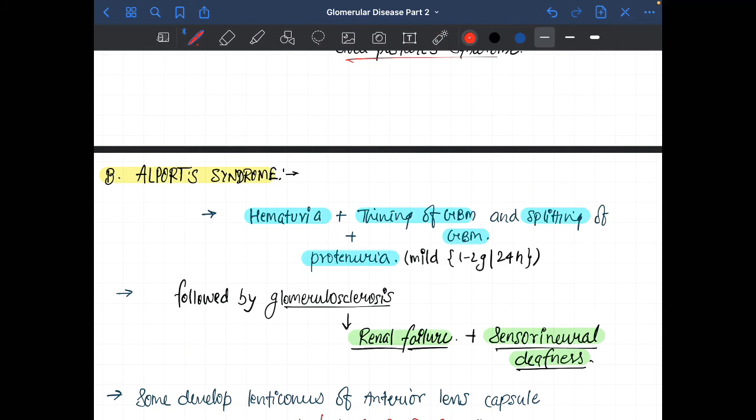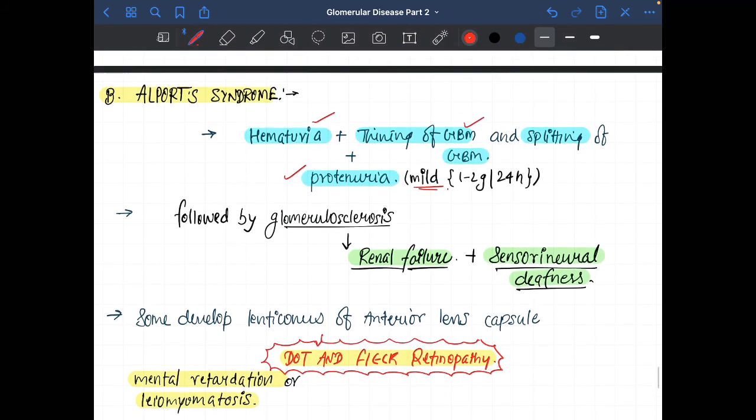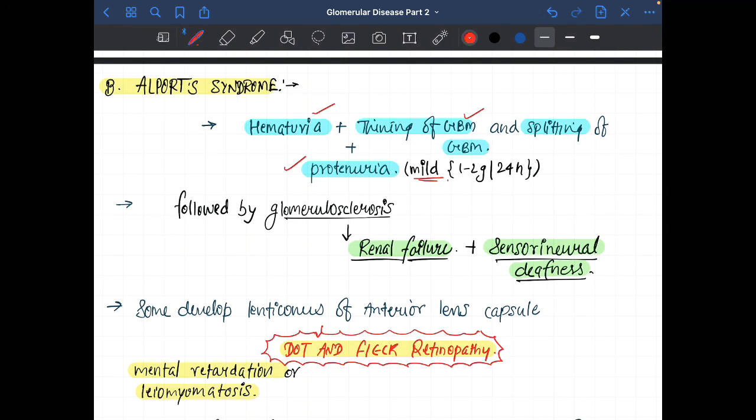In Alport disease, there are three things: hematuria, thinning of the GBM, and proteinuria. This is the triad of Alport syndrome. Proteinuria is not severe; it's mild, followed by glomerulosclerosis, which will lead to renal failure and sensorineural deafness. So if a patient comes to you with sensorineural deafness, hematuria, thinning of GBM, and proteinuria, the most likely diagnosis is Alport syndrome.